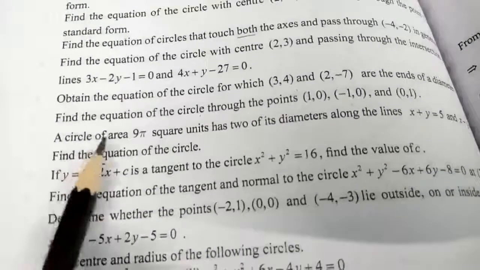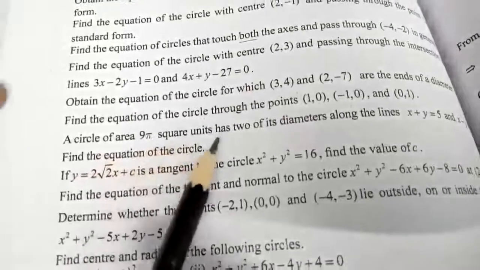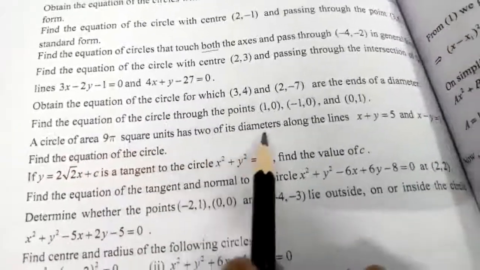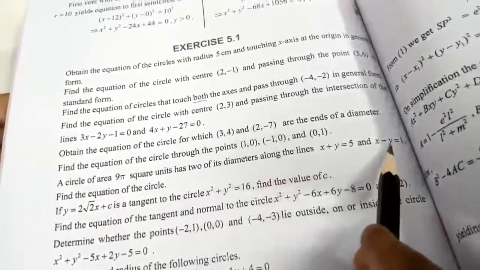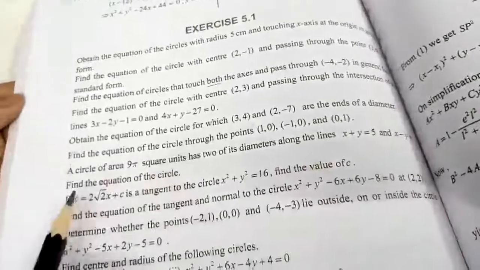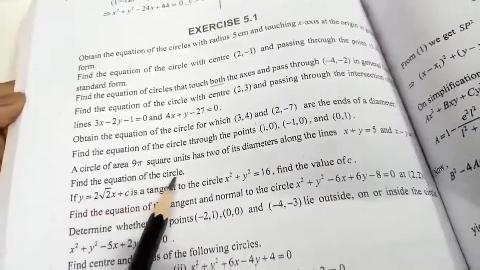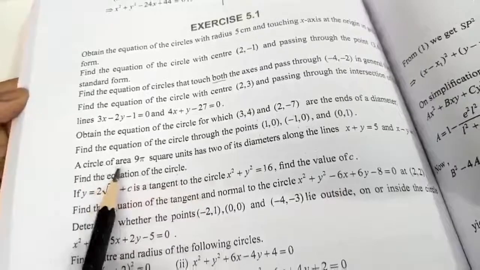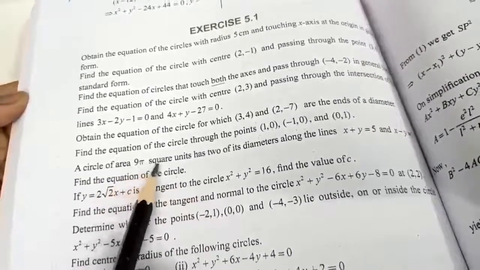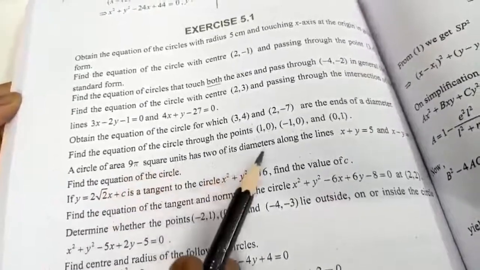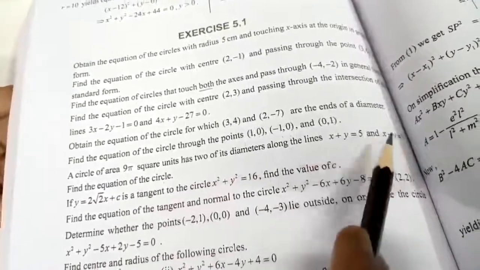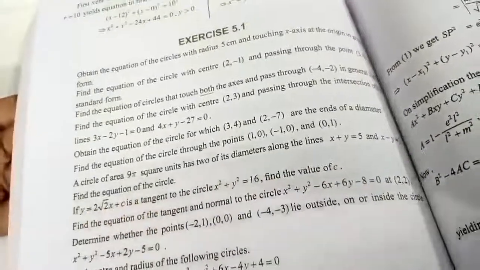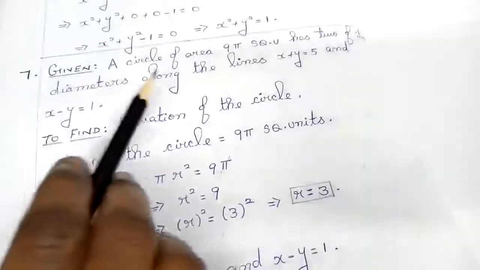A circle of area 9 pi square units has 2 of its diameters along the lines x plus y equal to 5 and x minus y equal to 1. They are asking you to find the equation of the circle. The conditions given here are the area of the circle, 9 pi square units, and that it has 2 of its diameters along the given lines. Using these concepts, we are going to find the equation of the circle.